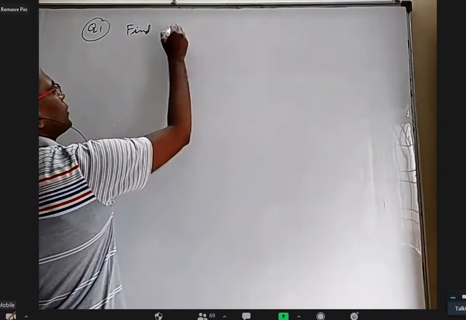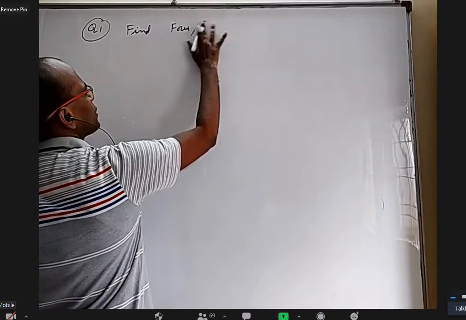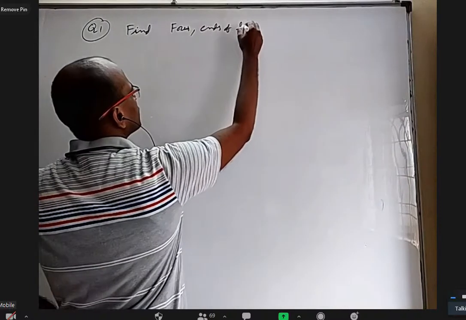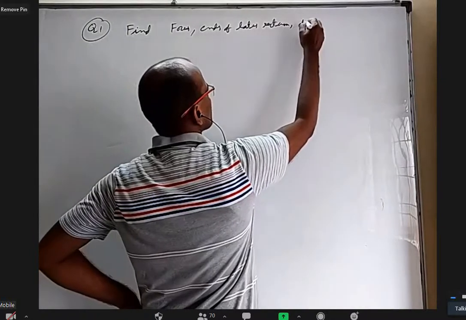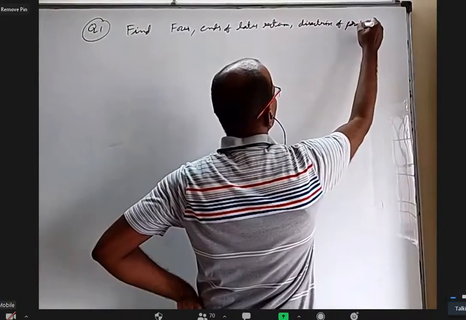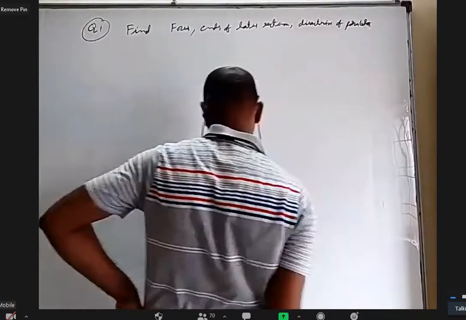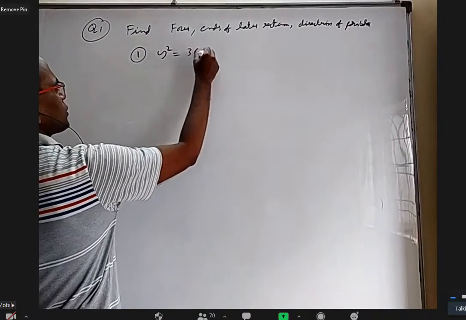Okay, we'll just do a few simple questions just to become familiar with these formulas. Find the focus, ends of latus rectum, and directrix of the parabola y square equal to 36x.